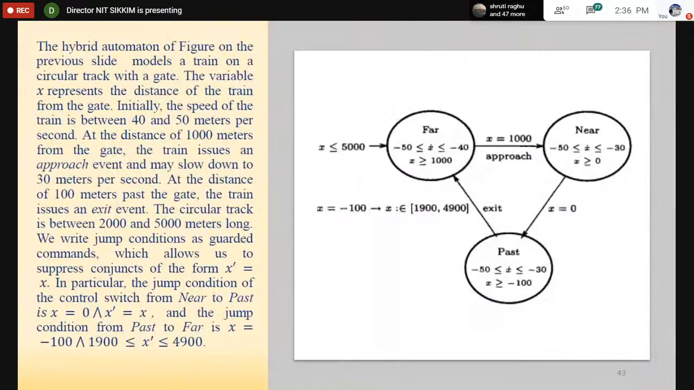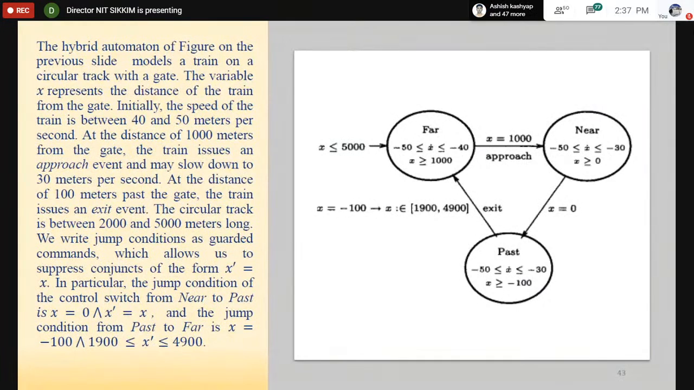Now another example is from the railway. How would you design a gate controller? Everybody knows there is a railway crossing, and we have a gate. So if we have to make an automatic gate, then we have to consider various designs. Now we will find what is the problem with the hybrid automaton of the figure on the previous slide. This model is a train on a circular track with a gate. The variable X represents the distance of the train from the gate.